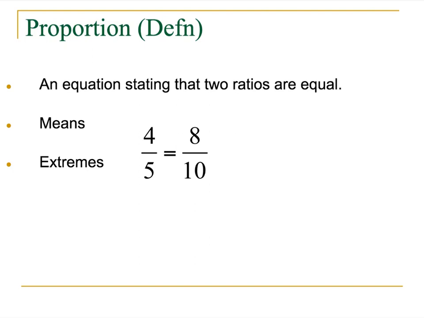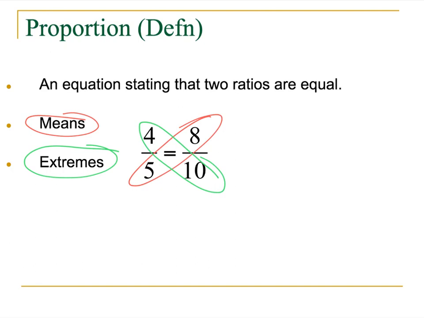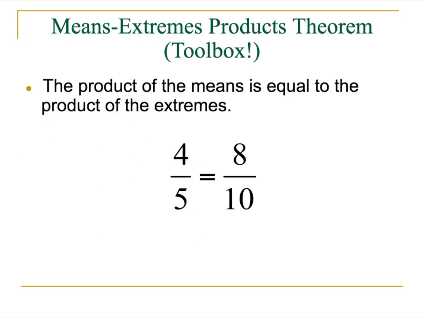So an equation stating that two ratios are equal is our proportion. Okay? And it has means and extremes. The means are these two. The extremes are these two. They're the two outside numbers. They're the most extreme, extremely low and extremely high. The means are in the middle. Oh, wonderful. That actually kind of makes sense.